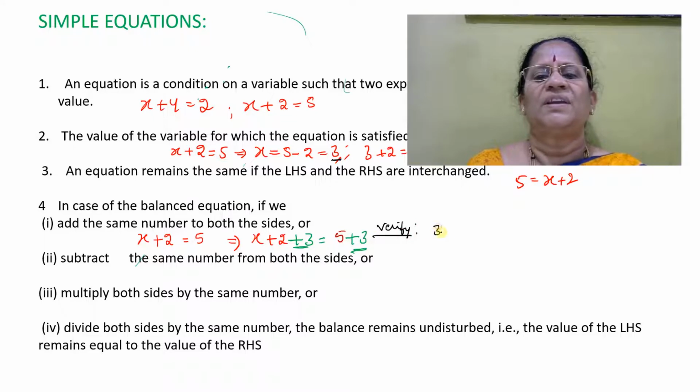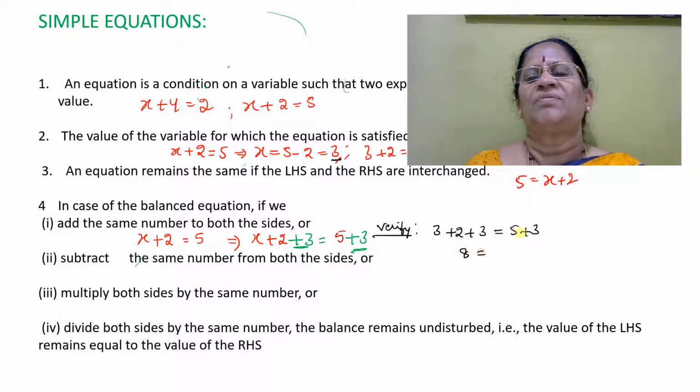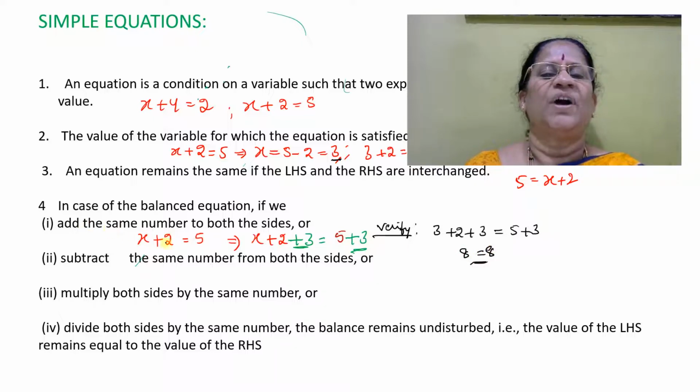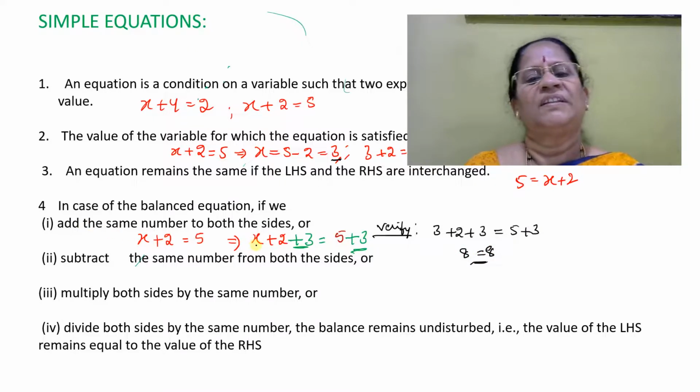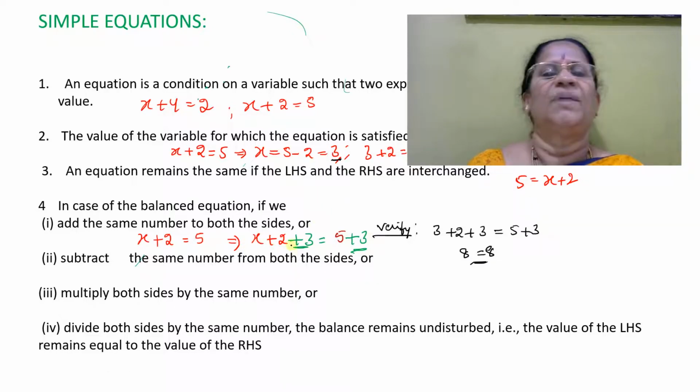Now x is 3, so 3 plus 2 plus 3 is equal to 5 plus 3. 3 plus 2 is 5, and 5 plus 3 is 8. So thus if you add the same number to both the sides, then the equation will be balanced only. Balanced equation.